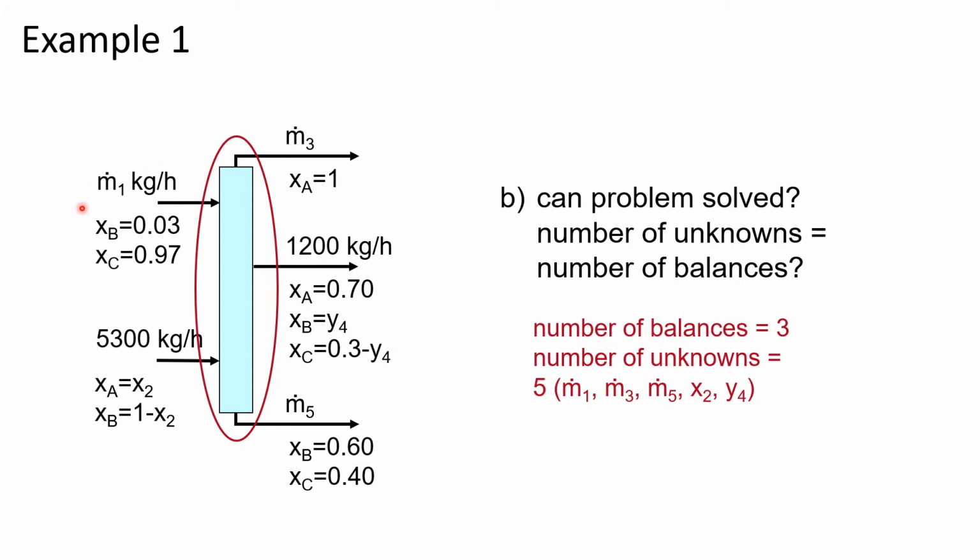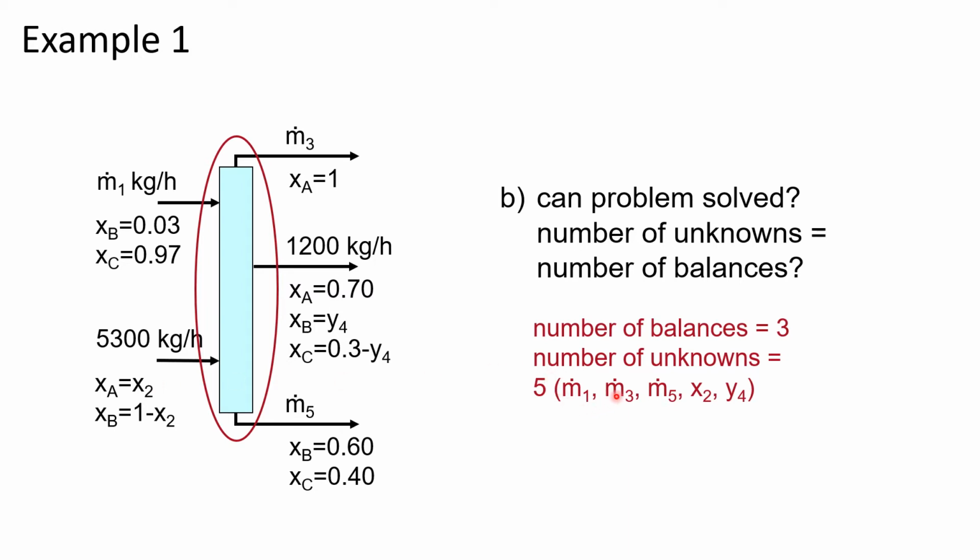We'll start with this stream here on the left-hand side near the top. In this stream, there's 1 unknown, M1 dot. As we move around, another unknown is M3 dot. As we move down to the side stream, we have 1 more unknown, Y4. As we come down, we have 1 more unknown, M5 dot. And then over here, for the bottom feed, there's an additional unknown, X2.